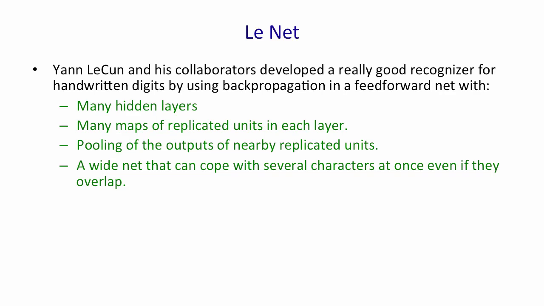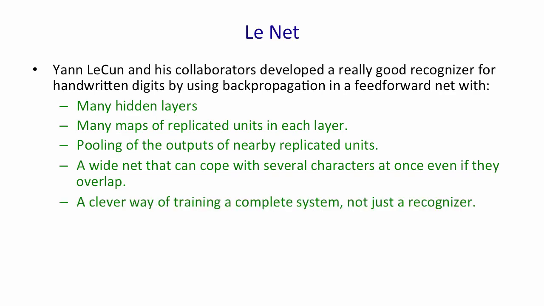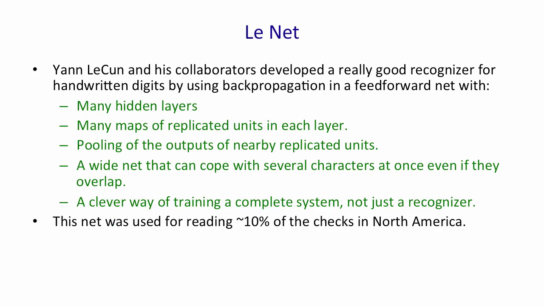And something which people often forget is that they used a clever way of training a complete system. They weren't just training a recognizer for individual characters. They were training a complete system so that you'd put in pixels at one end and you get out whole zip codes at the other end. And in training that system, they used a method that would now be called maximum margin, but when they did it, it was way before maximum margin had been invented. The net they used was at one point responsible for reading about 10% of the checks in North America, so it was of great practical value.